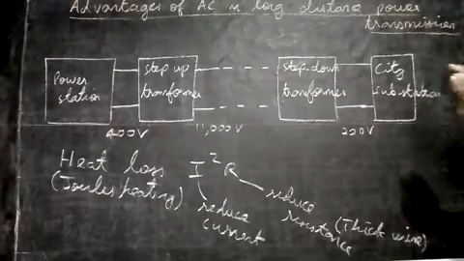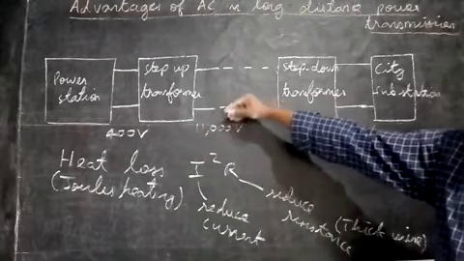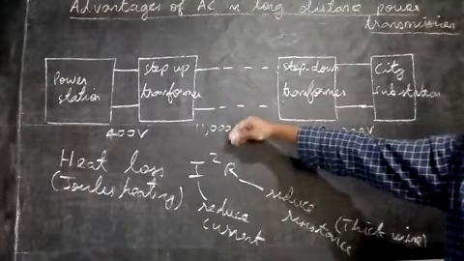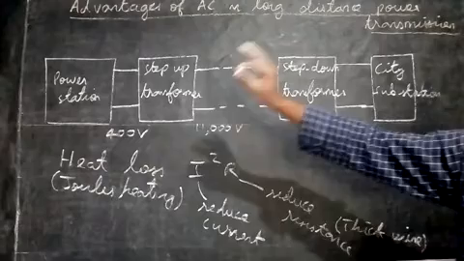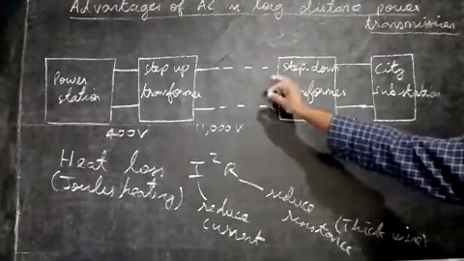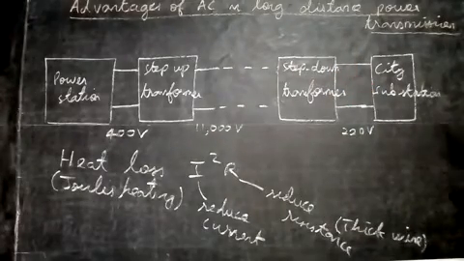Now that you know this, why we use this is: when you step up the voltage, current will decrease, and when current decreases, the heat loss is reduced. In this way we can send the energy from one place to the next efficiently. So this is the advantage of using AC in long distance power transmission.